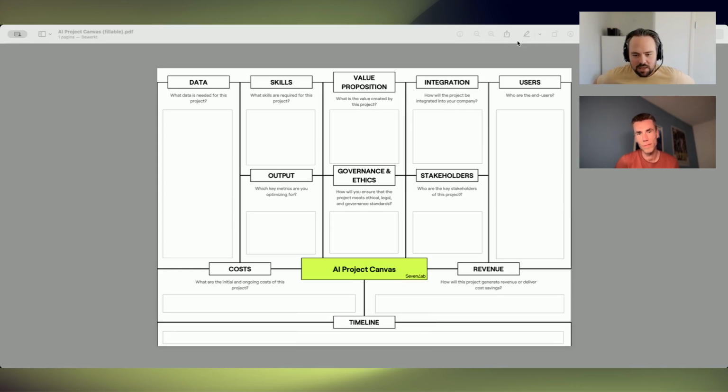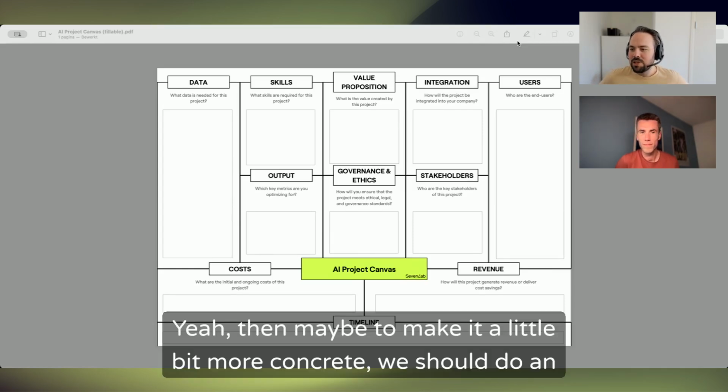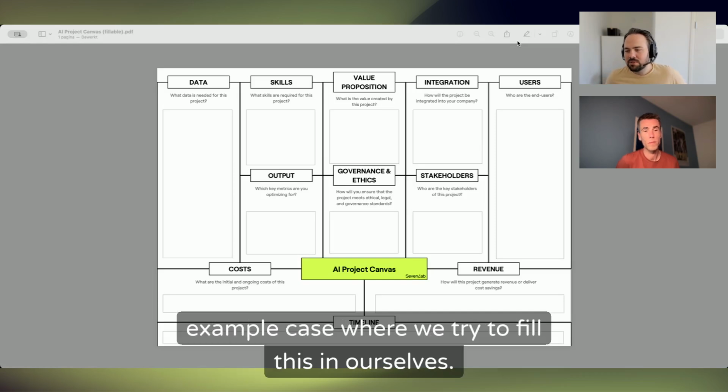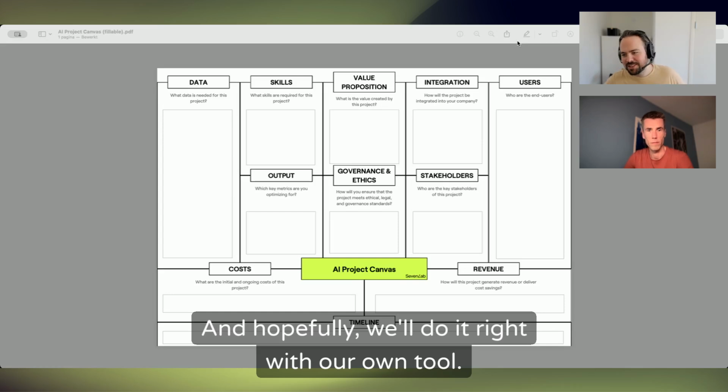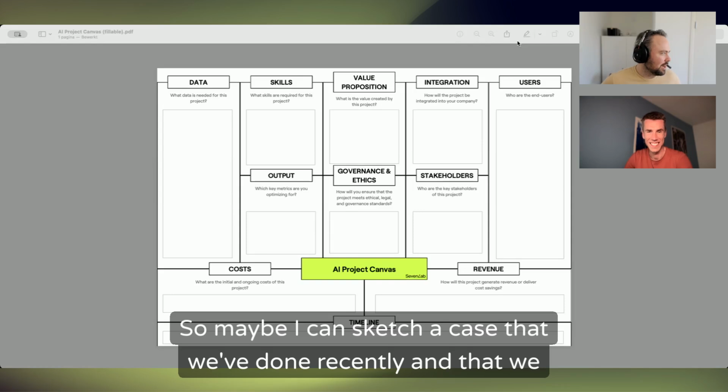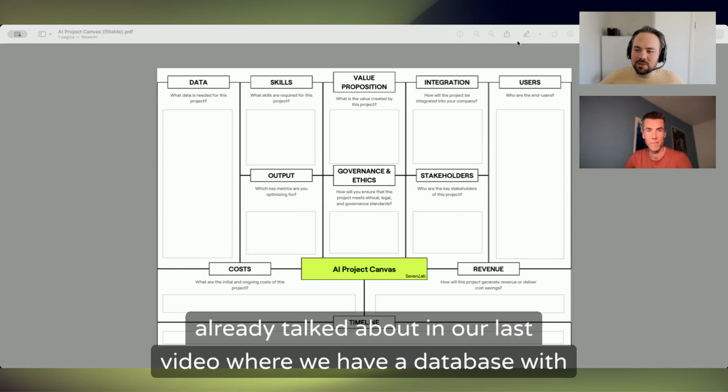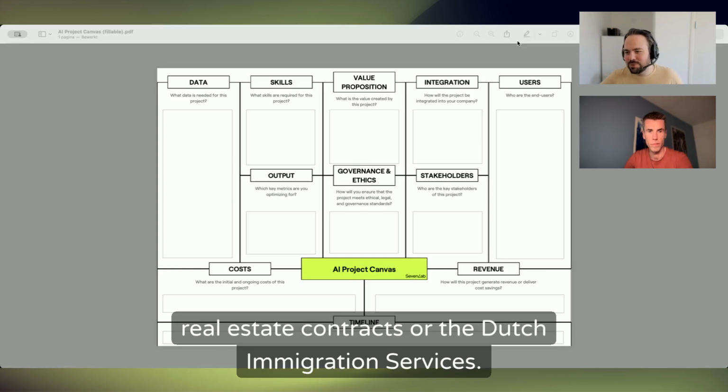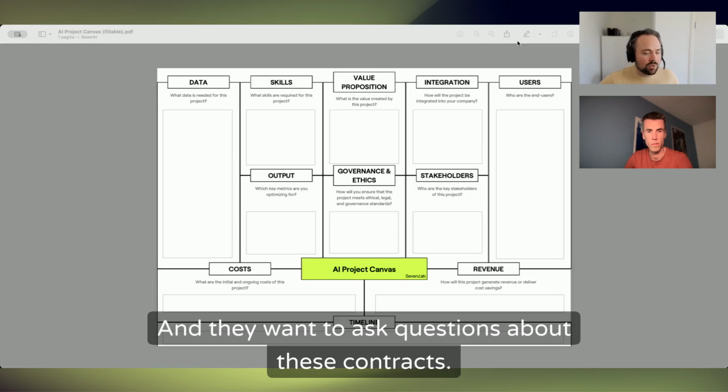Right. Okay. Then maybe to make it a little bit more concrete, we should do an example case. Where we try to fill this in ourselves, and hopefully we'll do it right with our own tool. So maybe I can sketch a case that we've done recently and that we already talked about in our last video, where we have a database with real estate contracts for the Dutch immigration services, and they want to ask questions about these contracts.